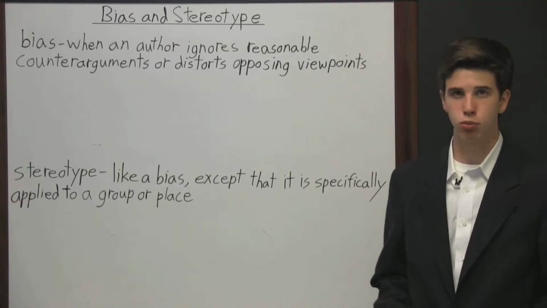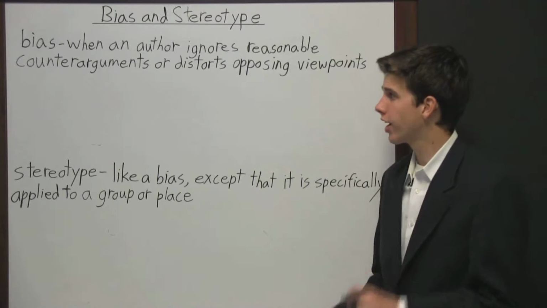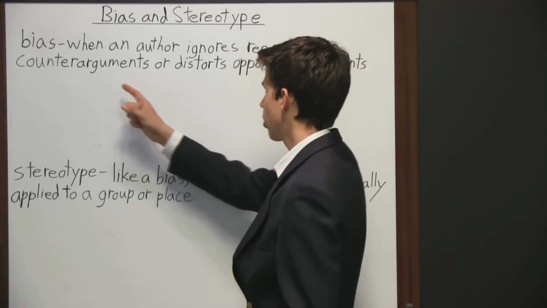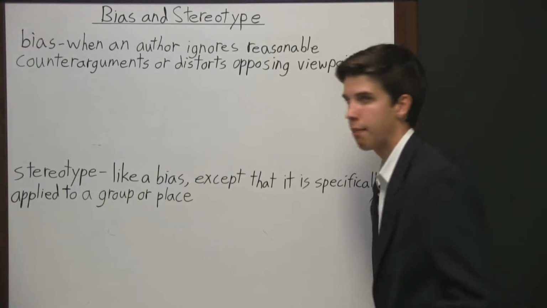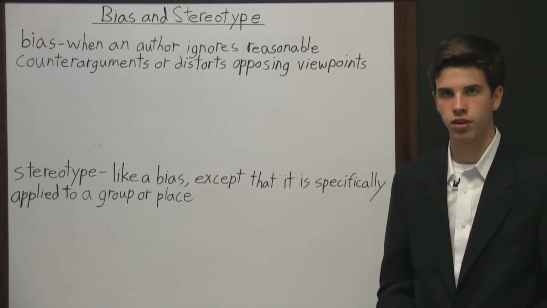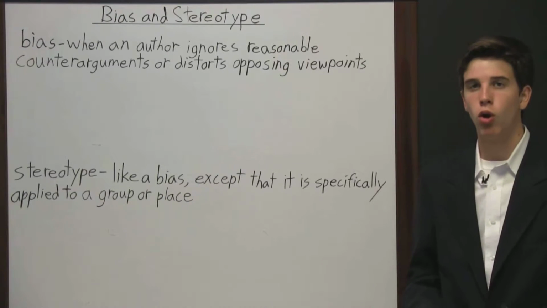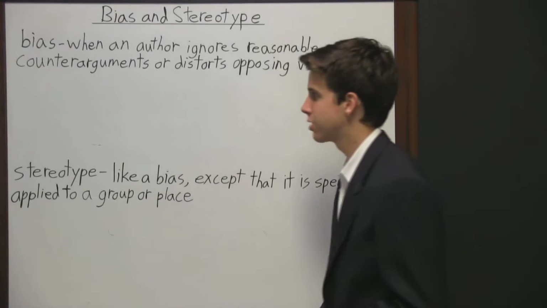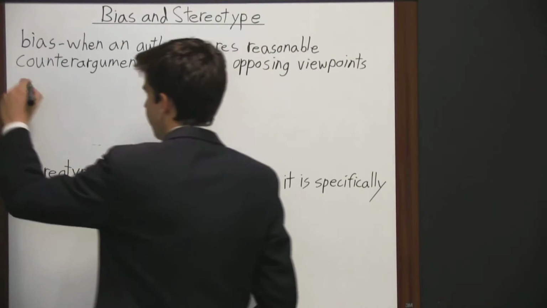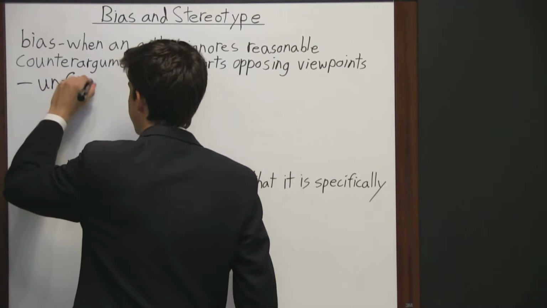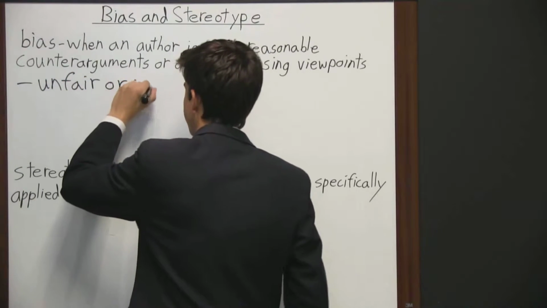Every author has a point of view, but an author is demonstrating a bias when they ignore reasonable counter-arguments or distort opposing viewpoints. And so this bias is evident whenever the author is unfair or inaccurate in his presentation. And so that pretty much sums up what a bias is. It's when the author is unfair or inaccurate.